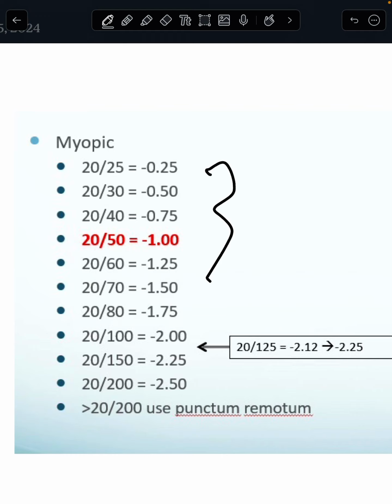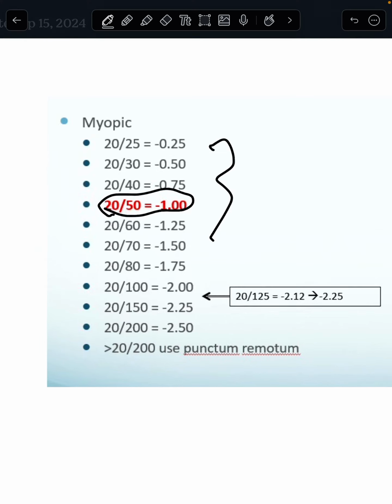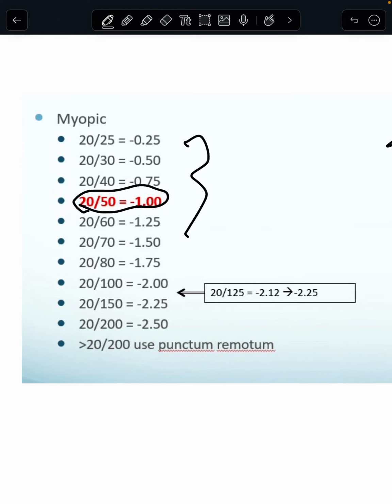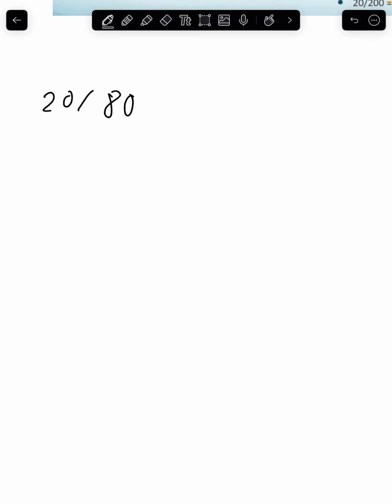So 2025 is minus a quarter, 2030 is minus 50. So they each go up a quarter. 2050 is a good landmark to know. So we know 2070 is two lines higher than 2050. If 2050 is minus 1, then 2070 is two quarters higher, so it's minus 150. So this part of the chart we have to memorize. So if I randomly said we had a patient, they came in and they saw 2080 on Egger's table, that means their spherical equivalent is minus 175.